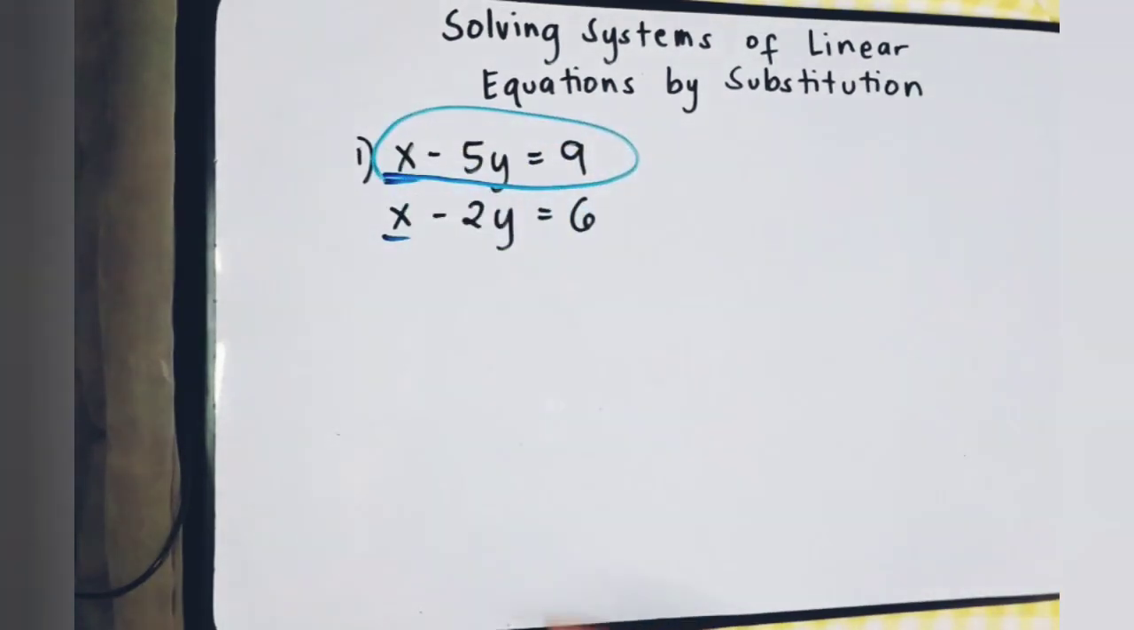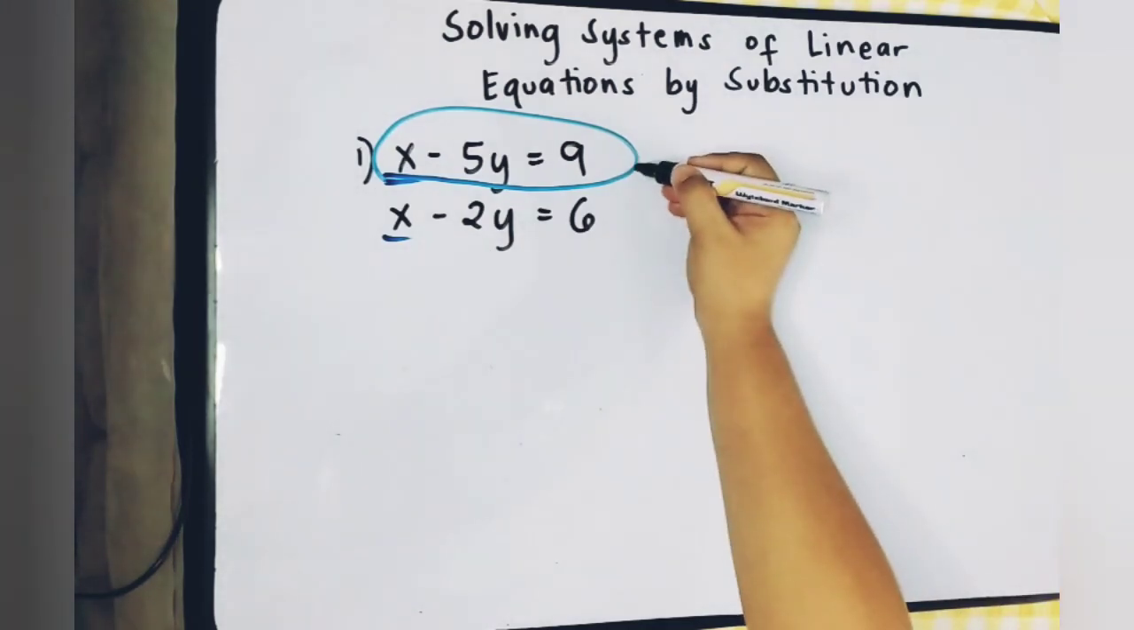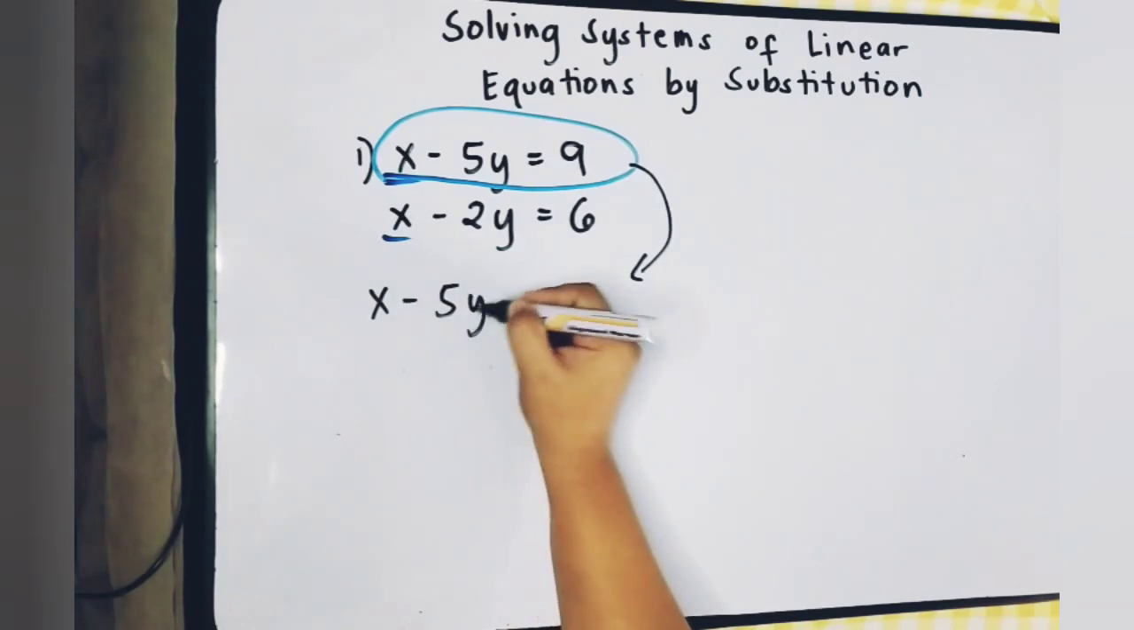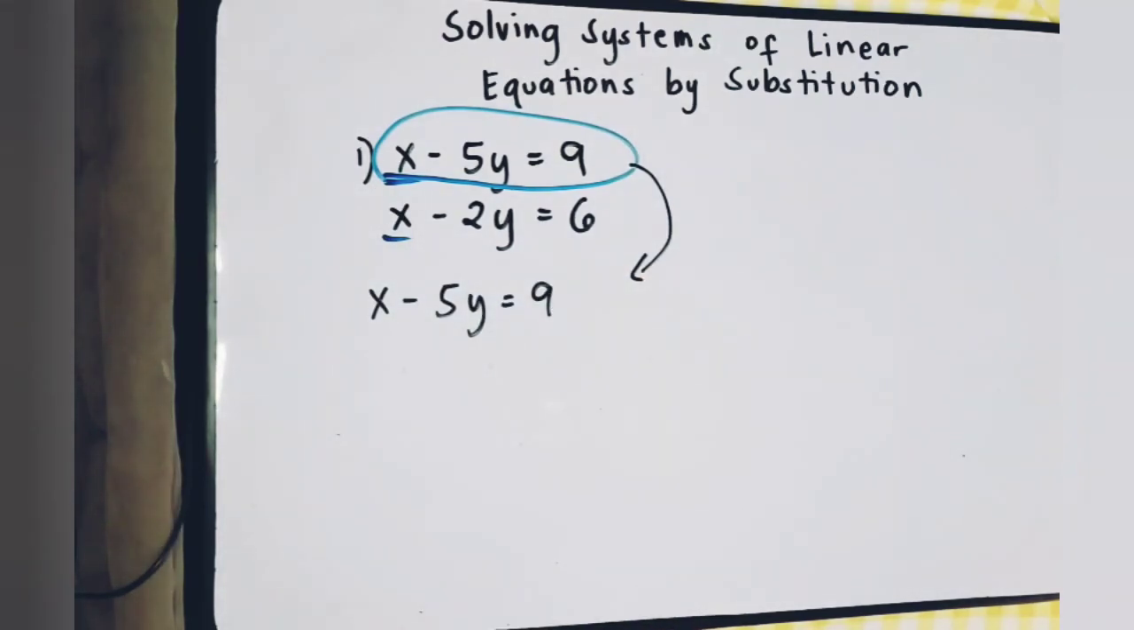Since the numerical coefficient of x is 1, so we will solve for the value of x in terms of y. Okay? So, paano yan? Simply, kapag ganito lang, parang i-isolate mo lang. Okay? Yung number alone, i-isolate mo. So, kung may kasama siyang variable or terms, ililipat mo lang sa kabila. Okay? So, we will use the first equation. So, x minus 5y equals 9. Again, we will solve for x.